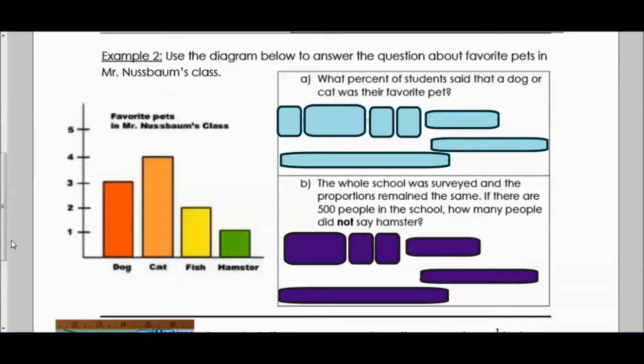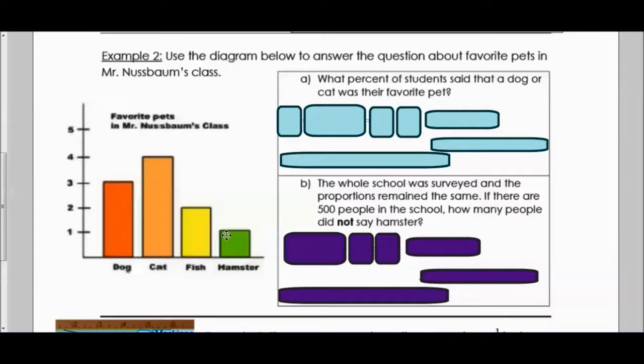All right, example 2, we have a bar graph that's talking about Dr. Nussbaum's class and their favorite pets. So we have 3 that like dogs, 4 that like cats. This is a pretty small class. 2 that liked fish, and 1 that liked a hamster.